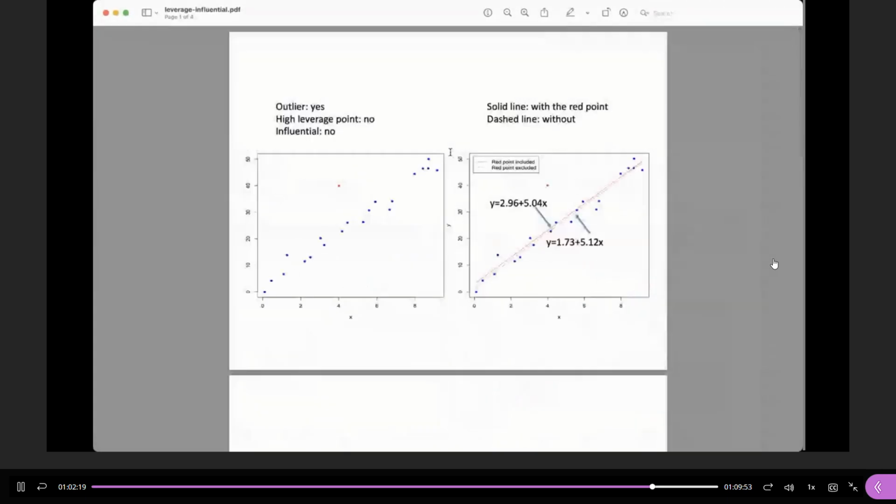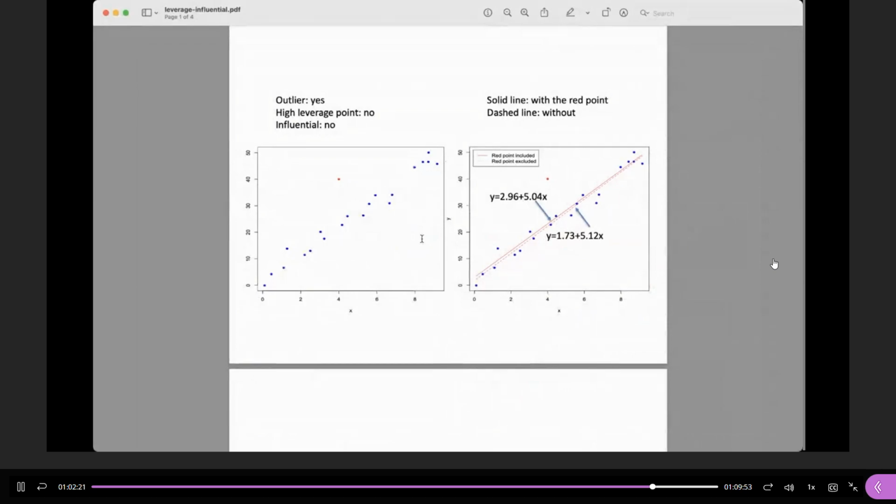So these are the slides I posted to Blackboard just today. On the left, you will see just a scatter plot. There is a blue point and a red point. What is exactly the category of the red point? Is this high leverage? Is this influential? The answer is no and no, because it is close to X bar. It's not high leverage and also not influential.